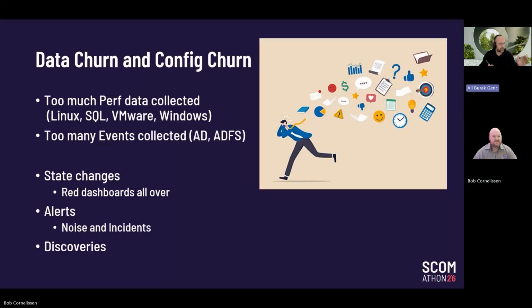So data churn and config churn are the parts where we gain the most performance. Even though we have talked lots about the infrastructure and other things, this is the part where we gain the most performance.